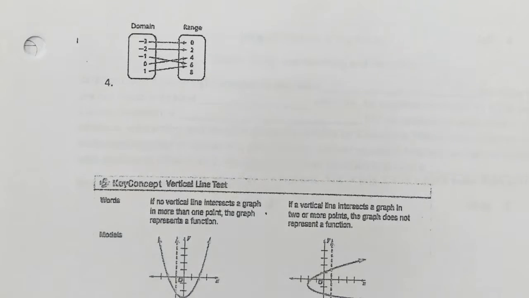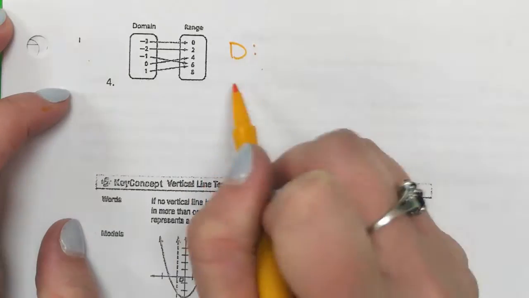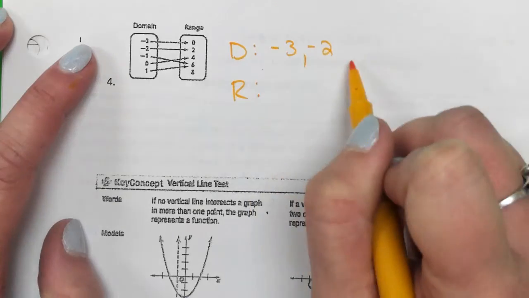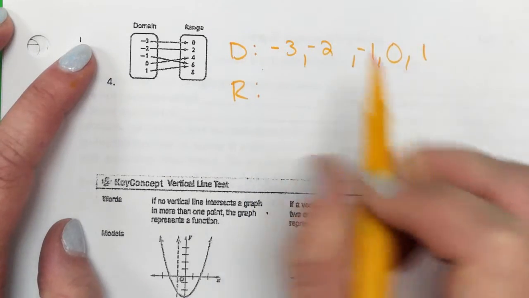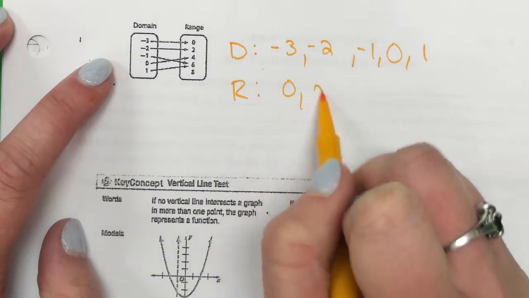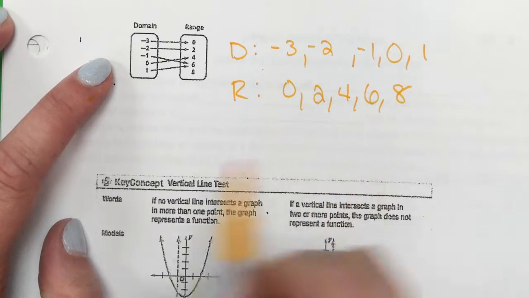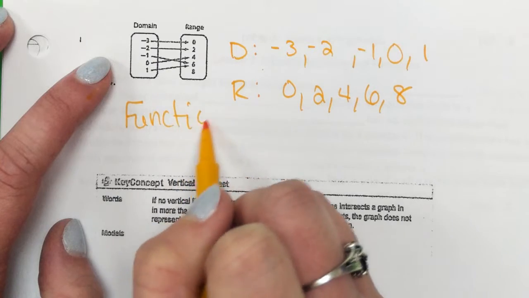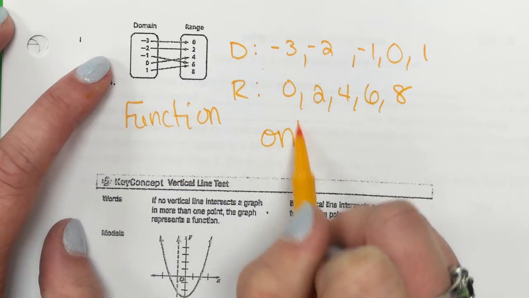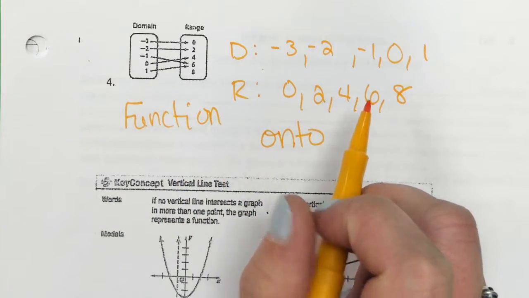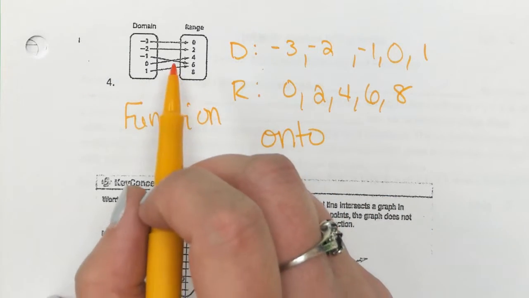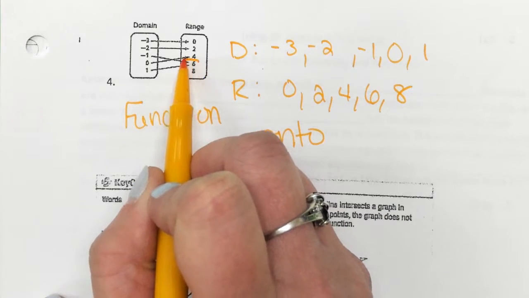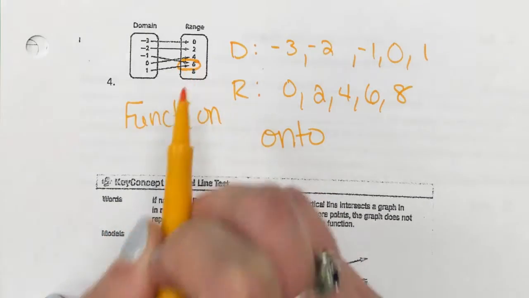All right. What about 4? What'd you get for the domain on 4? -3, -2, -1, 0, 1. Yeah. What about the range? 0, 2, 4, 6, 8. Function or not a function? Function. Yep. And it's onto? Why? Because -1 and 1 go together. The 6, yeah, because the 6 repeats right here. Yes, very good job.